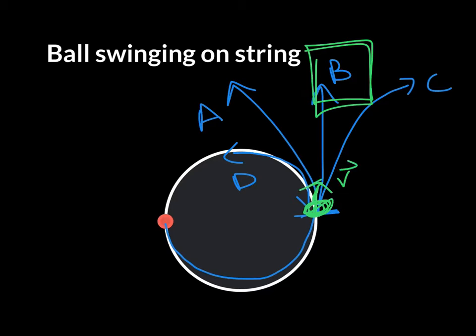If you take away the force, this track was pushing it towards the center. The ball was bouncing on the track and hitting it, and the track was pushing it towards the center. If you take away the track, Newton's first law, it's just going to keep on doing what it's doing. In this case, going straight.